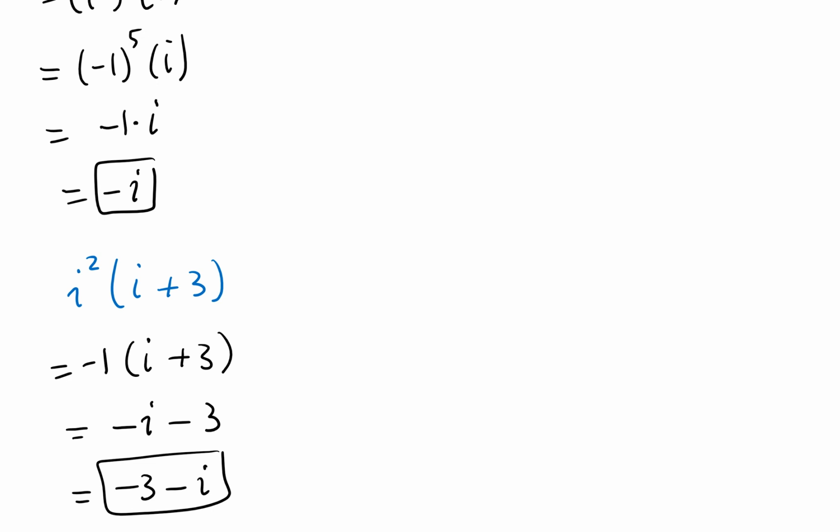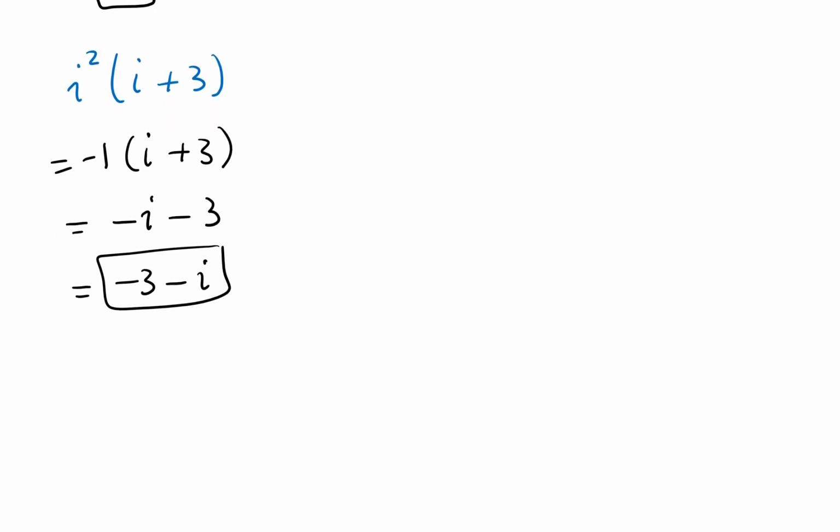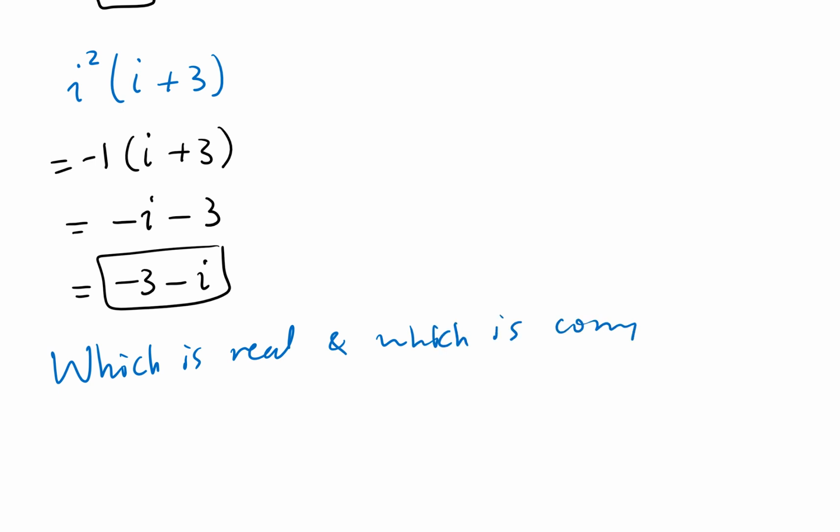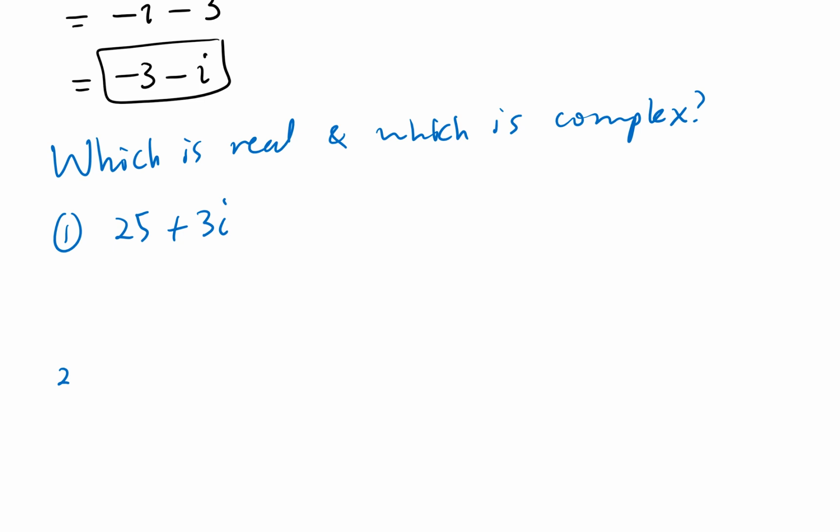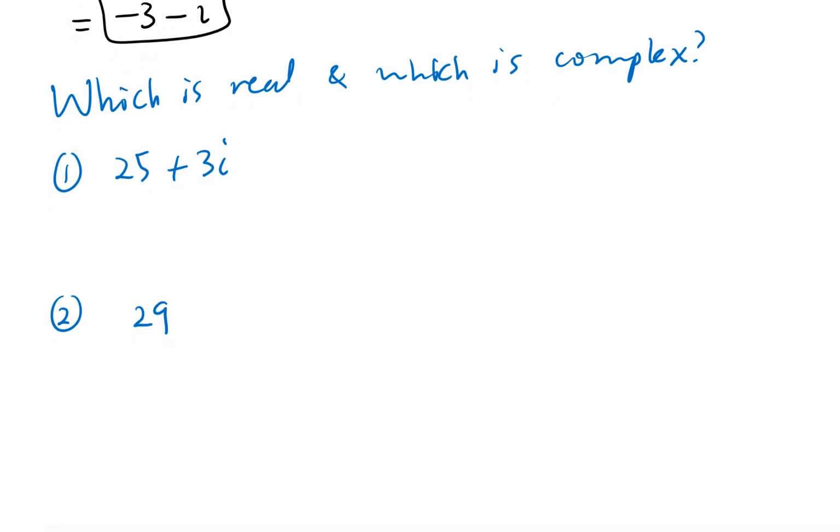Now, which of the following is real and which is considered a complex number? Number 1, 25 plus 3i. Number 2, 29. Well, this has an i in it. It's written as a plus bi, so this is complex. This is just a constant. This is a real number. It has no i in it.